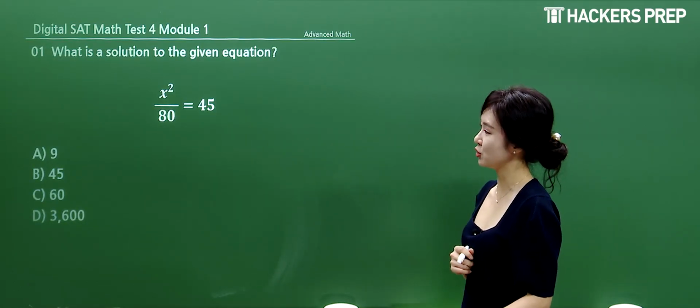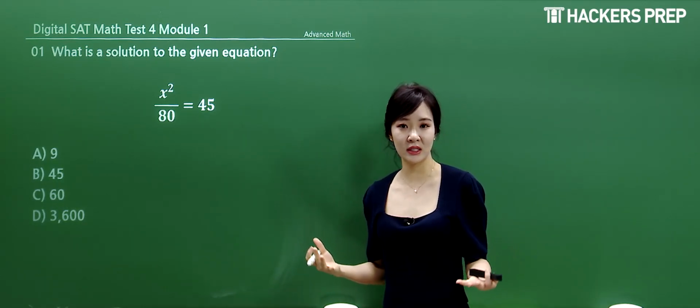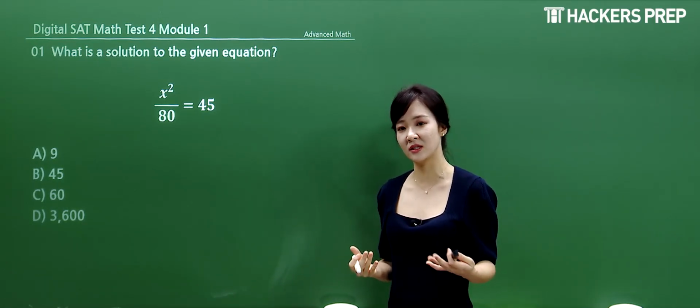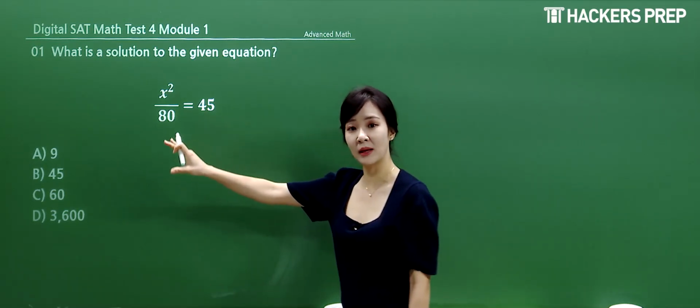What is a solution to the given equation? So in a case like this, let's think about how we want to simplify the equation before we have to put these into the calculator. So first, we want to simplify the fraction by multiplying both sides by 80.